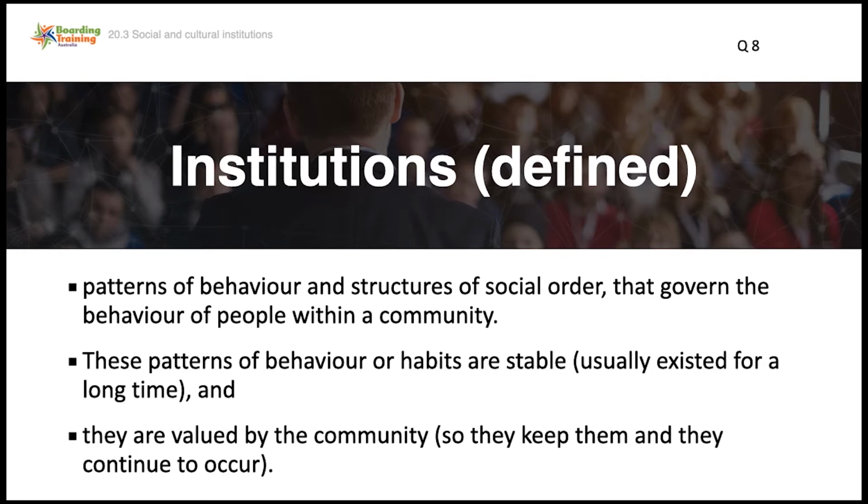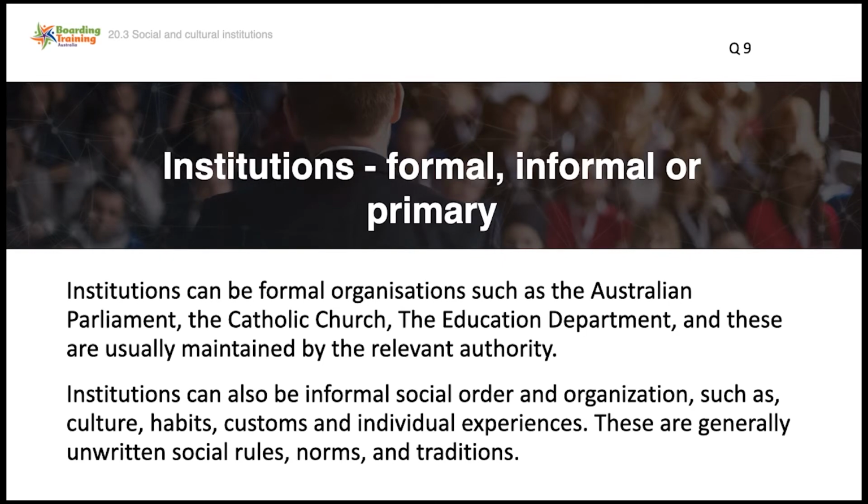These patterns of behaviour or habits are stable and they've usually been around for a long time. They're valued by the community, so they keep them and they continue to occur. So that's how we define institutions, and that will help you with question 8. There are 3 types of institution: formal, informal or primary.